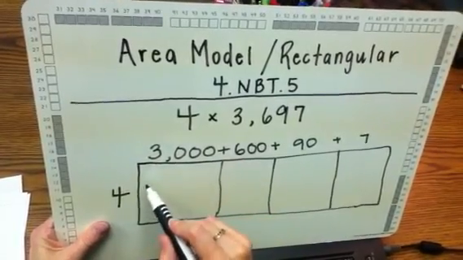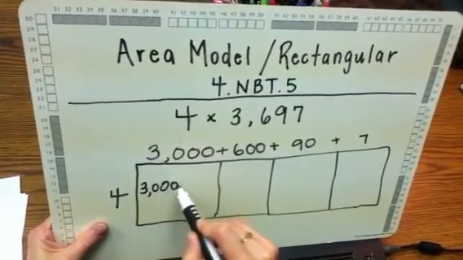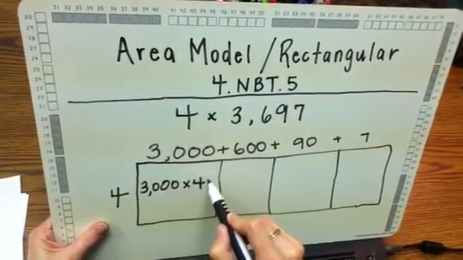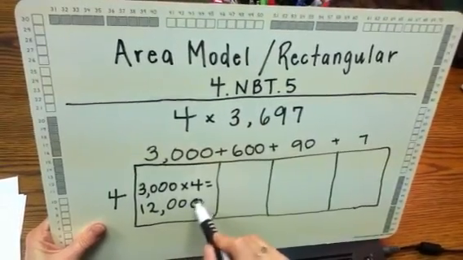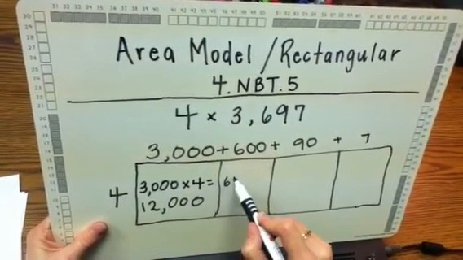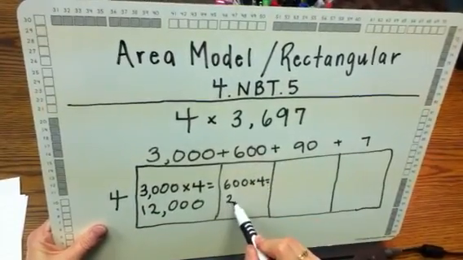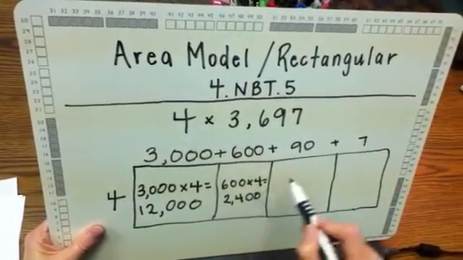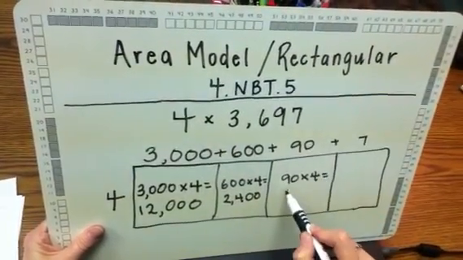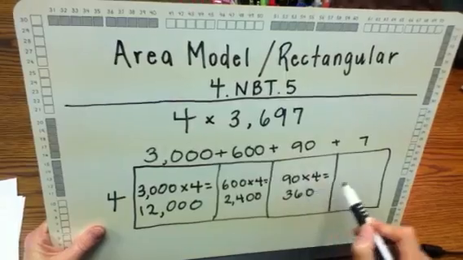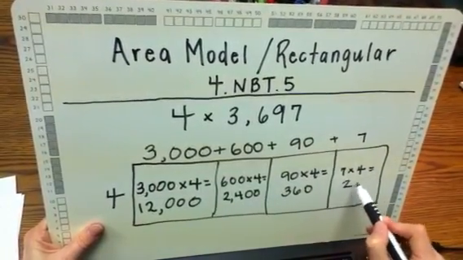So in the first box I'm going to multiply the 3,000 times 4. And that partial product is 12,000. And then the next box I'm going to multiply 600 times 4, which is 2,400. Then 90 times 4, which is 360. And 7 times 4, which is 28.